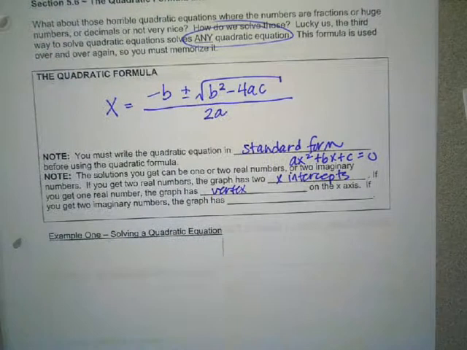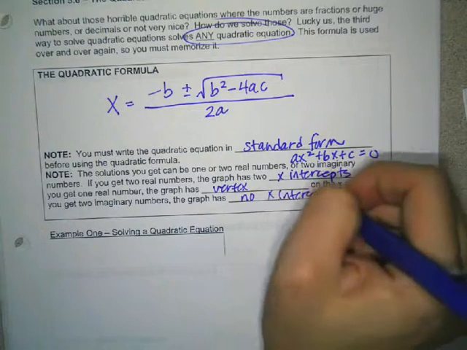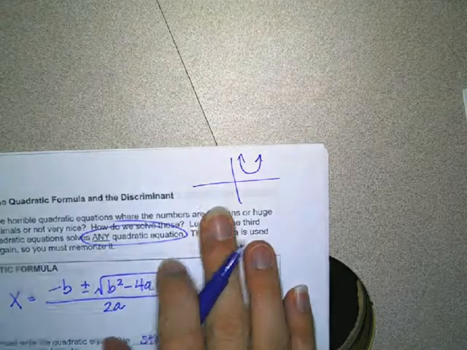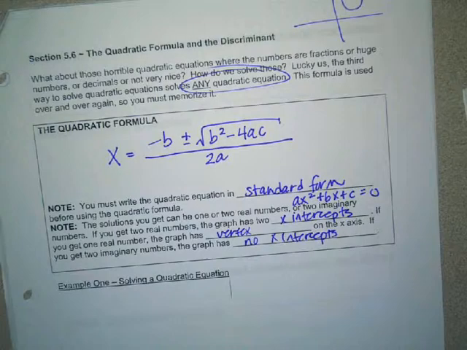And then if you get two imaginary numbers, the graph has no x-intercepts. Because can you plot imaginary numbers on the number line? No. So the graph has no x-intercepts. Yeah, you have to use your imagination. Is it possible to have a quadratic graph that has no x-intercepts? Maybe. Wouldn't that one have no x-intercepts? Yeah, that one wouldn't. So yeah, it is possible. All right. Go to example 1.